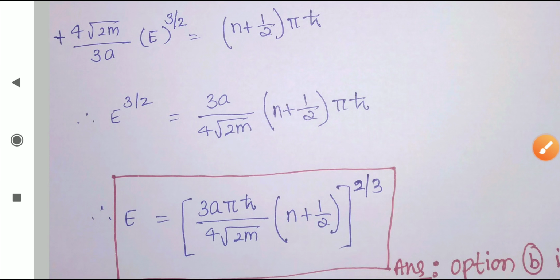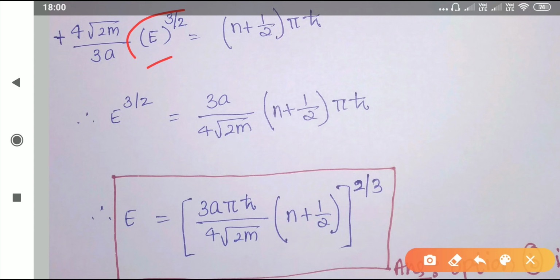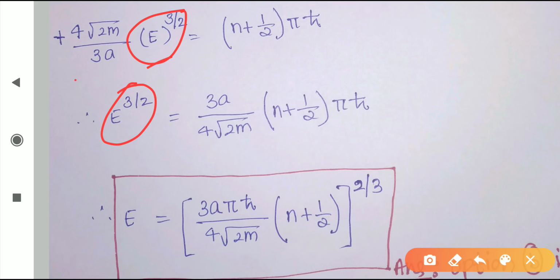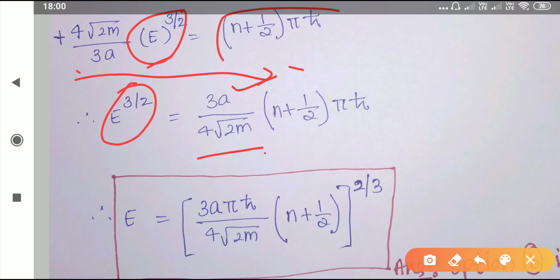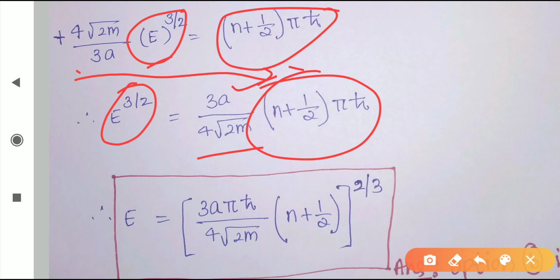Then see here, as we know that we want the equation of e. This we want. So we will take this term on the left hand side and shift all the other terms to the right hand side. If we shift this term to the right hand side, we will get 3a upon 4 into root over 2m, and this term as it is on the right hand side. Clear?